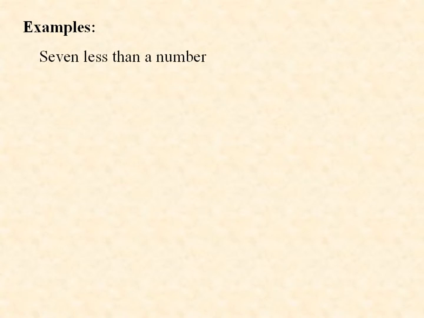7 less than a number. Now you have to think about it. You might be tempted to write 7 minus the number. But if you think carefully, like for example, if a TV costs $70 and another one costs $7 less, you would subtract the 7, not the 70. So we write n minus 7, not 7 minus n. So 7 less than a number would be written as n minus 7, the number subtract 7.